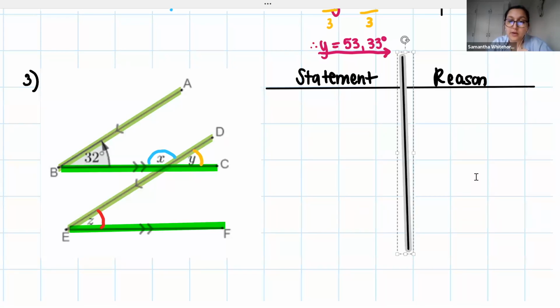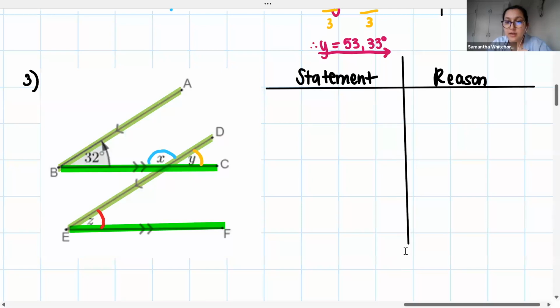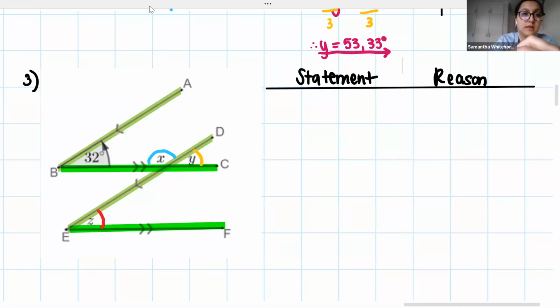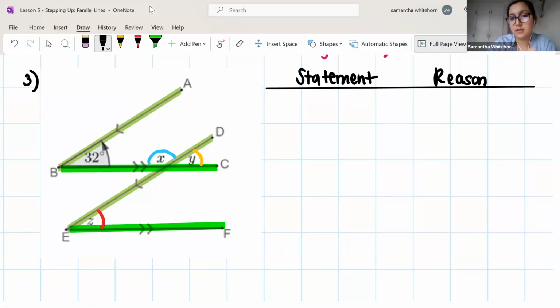So let's give that one a go. You can do it, try it by yourselves. This line's going to annoy me because it's not straight. Try it again.